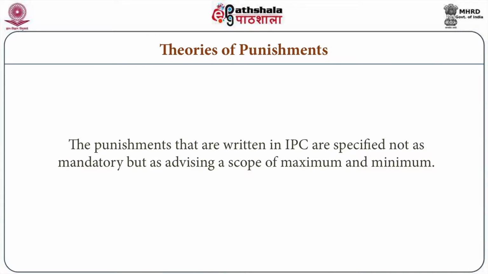The IPC is quite clear about which crimes are subject to the penalty of death. But as with all crimes, the punishments that are written for various crimes within the IPC are specified not as mandatory, but as advising a scope of maximum and minimum. In each case, let's say for the crime of murder, you have a minimum punishment that must be meted out, but there is also the maximum that can be meted out. In the case of murder, there is of course the death penalty.